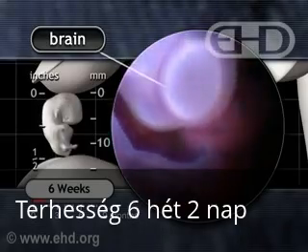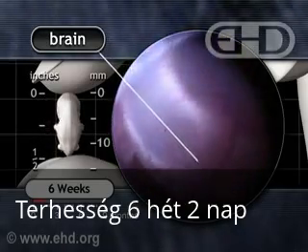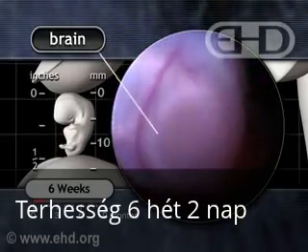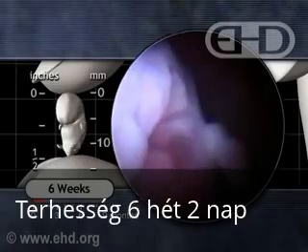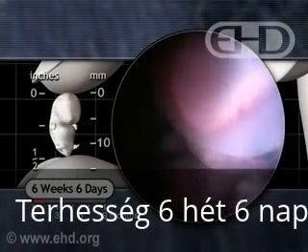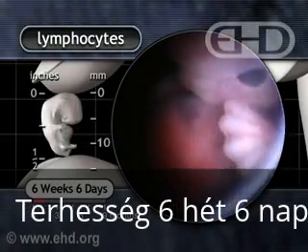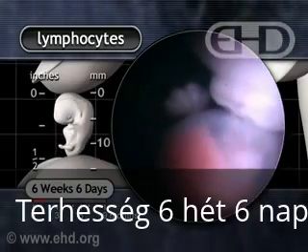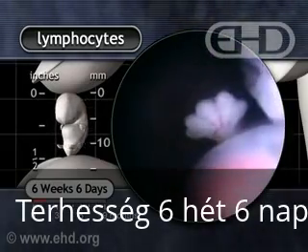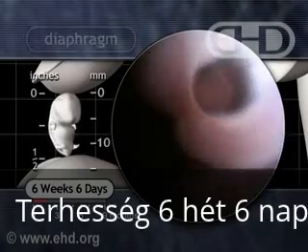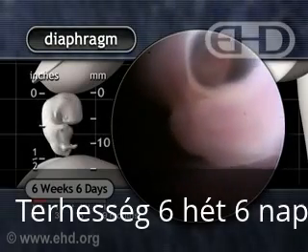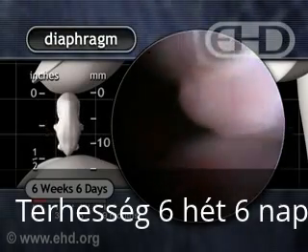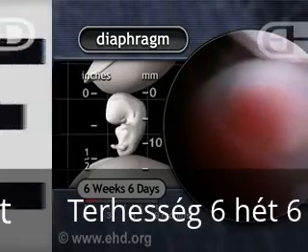Primitive brainwaves have been recorded as early as 6 weeks and 2 days. By 6 weeks, blood cell formation is underway in the liver, where lymphocytes are now present. This type of white blood cell is a key part of the developing immune system. The diaphragm, the primary muscle used in breathing, is largely formed by 6 weeks.